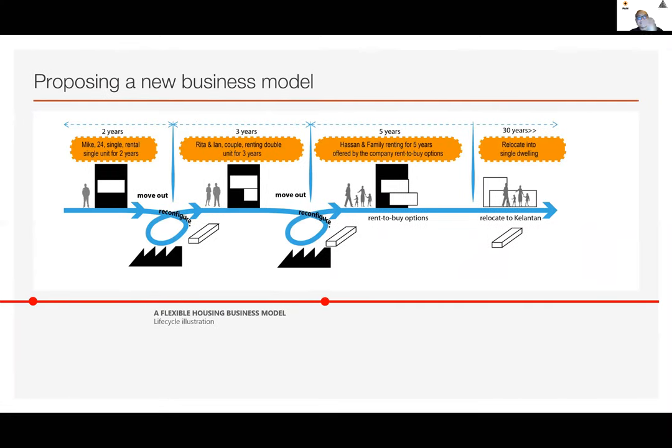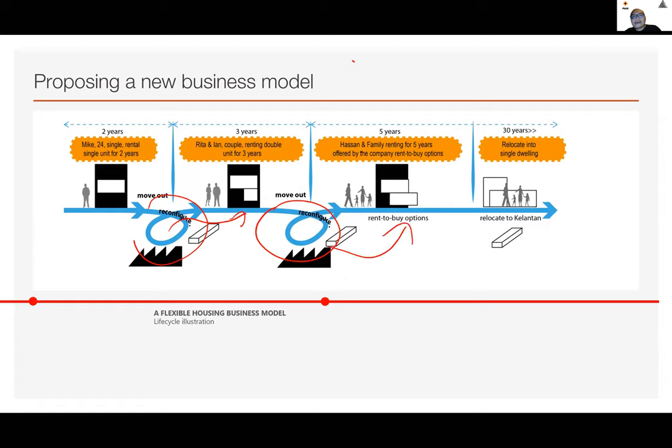This is an example of the life cycle illustration where, for example, Mike, 24 years old, single, rents a single unit for 2 years. After 2 years, he moves out, and the unit is reconfigured and brought back to the factory. Then Rita and Ian, a couple, rent a double unit for 3 years. Then they move out, and the unit is reconfigured again in the factory.